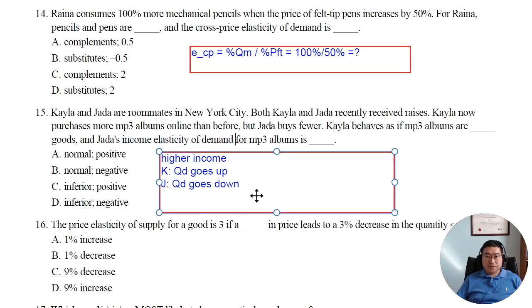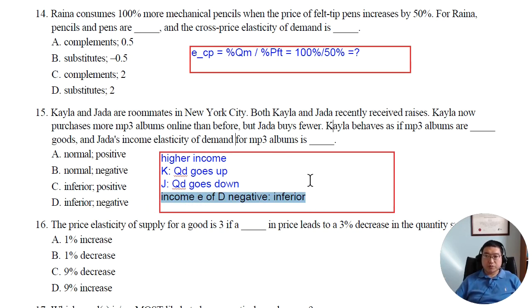But if you consume less, right, the income elasticity of demand becomes negative. It's what? Inferior. So the inferior goods. That is for Jada. Okay.